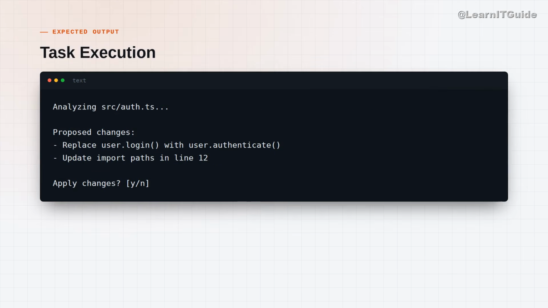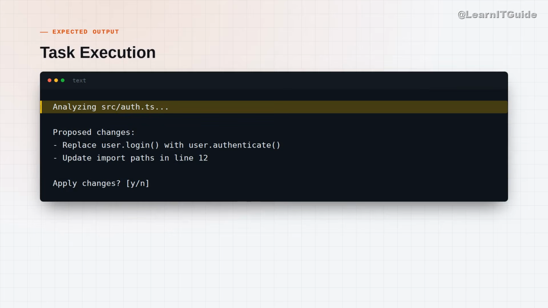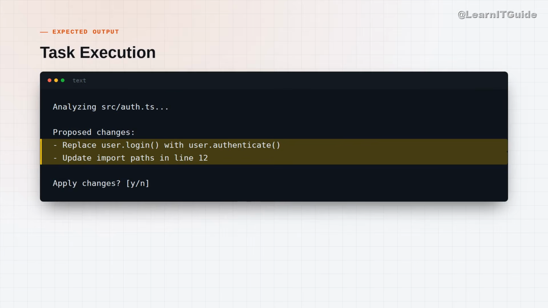This output shows that Claude has analyzed your request and is waiting for your input. Notice how it identifies the exact file and the necessary code changes. Always read these proposed changes carefully before pressing Y to apply them. This is how you avoid breaking your production builds.